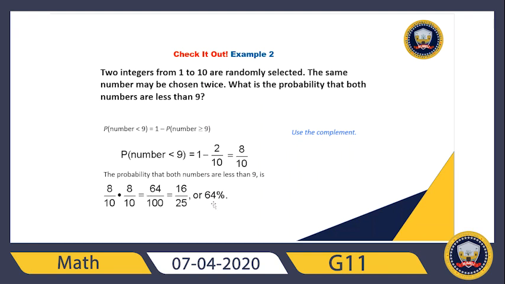Which is 64%. So the probability of having two numbers, each one of them less than 9, requires taking the probability of each number multiplied by the other. I will get the probability of the event. Thank you guys, hope you enjoyed the class.